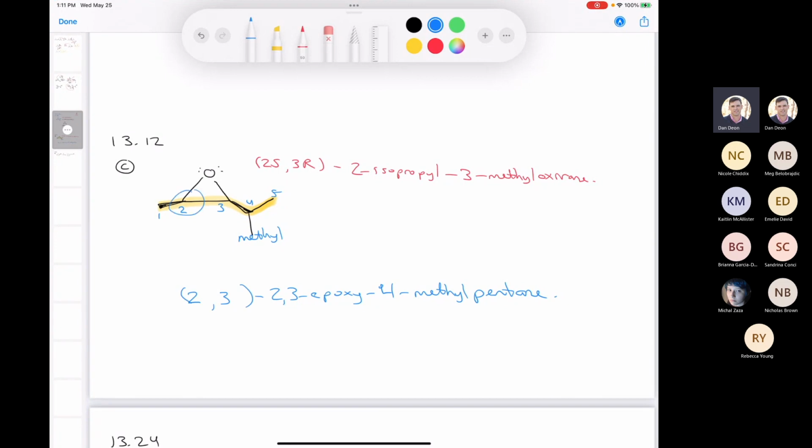We've already determined the stereochemical configuration at both of those stereocenters. But if you remember before, this was carbon 2 and this one was carbon 3 in the first example. Now they've switched. So that means that this compound would be 2R,3S, 2,3 epoxy 4-methyl pentane.